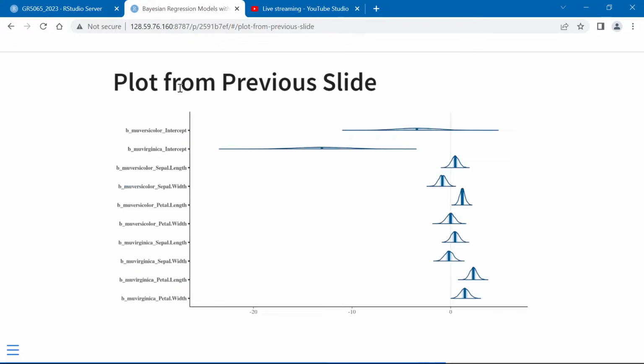So we can make this plot, and we see that we have a lot of uncertainty about the intercepts. But the coefficients on sepal length and sepal width and petal length and petal width are considerably more precise, although in some cases essentially straddling 0. But we have coefficients on sepal length, sepal width, petal width for both the versicolor and the virginica species.